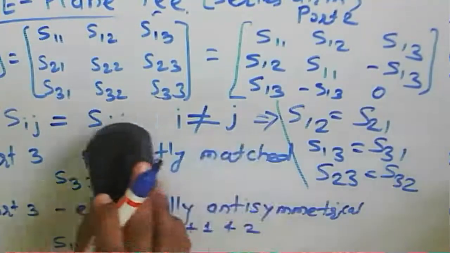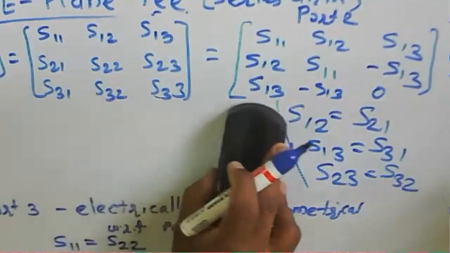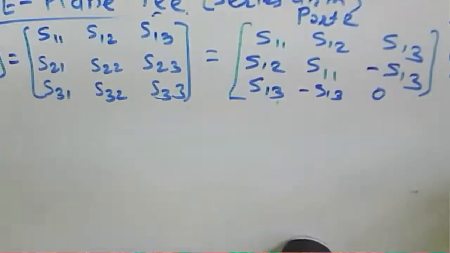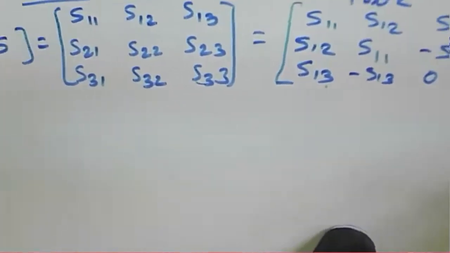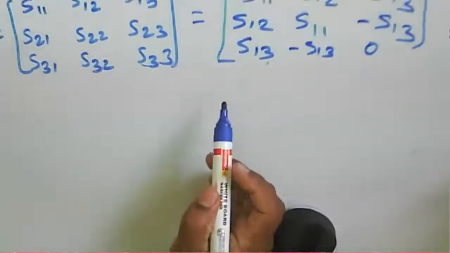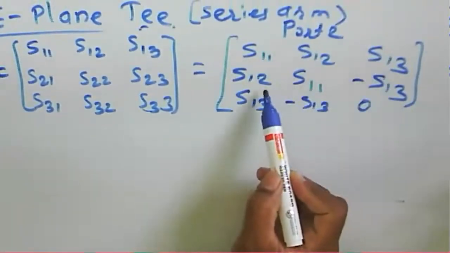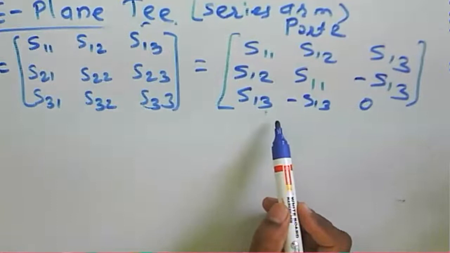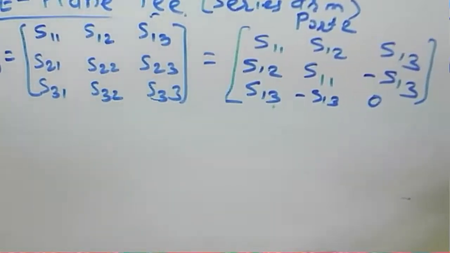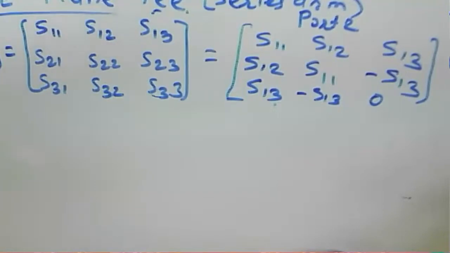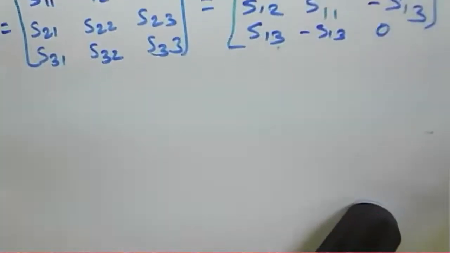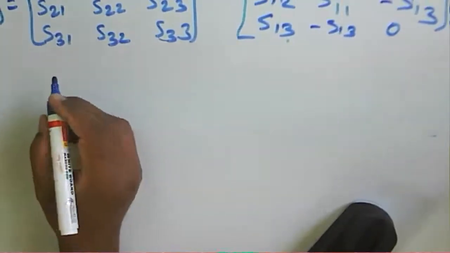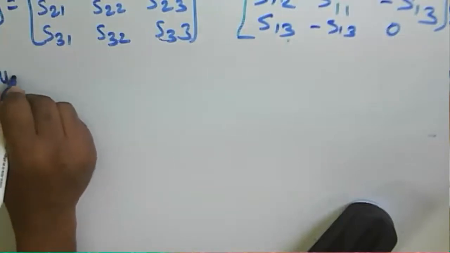Now we have applied all the properties here. We have considered all the properties, and through all these properties we have obtained the S matrix here. So S11, S12, S13, S12, S11, S13. Okay, so likewise we have obtained all the properties. Now this particular equation, if you consider here, so we can solve that particular S matrix.